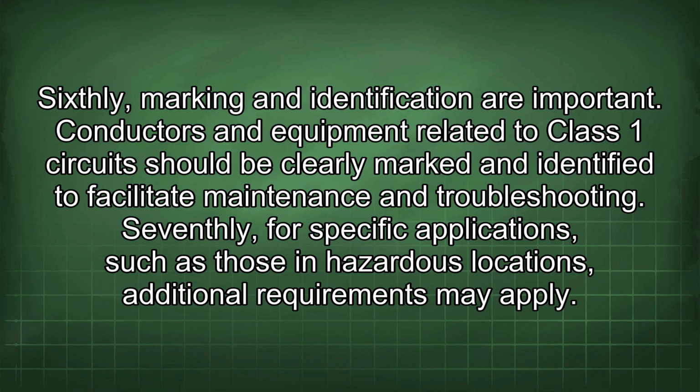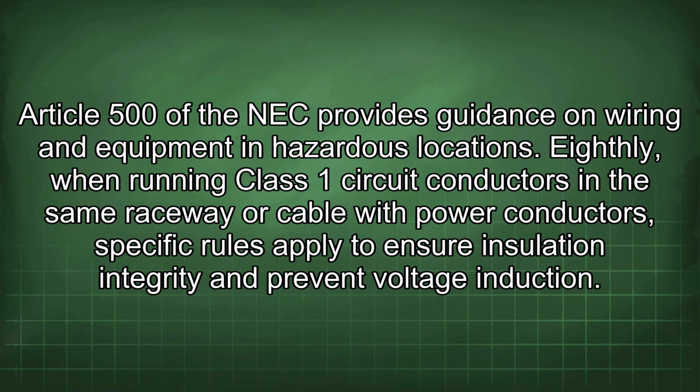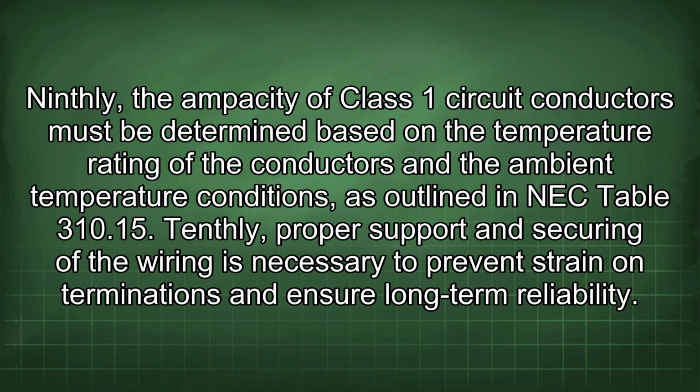Seventhly, for specific applications, such as those in hazardous locations, additional requirements may apply. Article 500 of the NEC provides guidance on wiring and equipment in hazardous locations. Eighthly, when running Class 1 circuit conductors in the same raceway or cable with power conductors, specific rules apply to ensure insulation integrity and prevent voltage induction. Ninthly, the ampacity of Class 1 circuit conductors must be determined based on the temperature rating of the conductors and the ambient temperature conditions, as outlined in NEC Table 310.15.